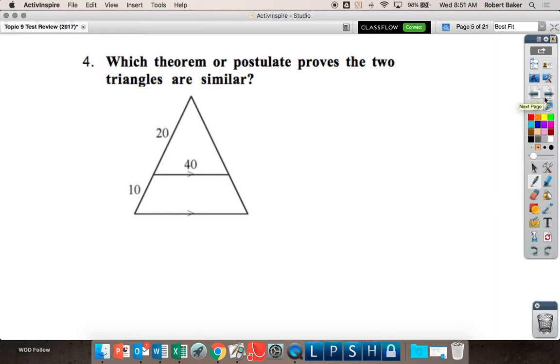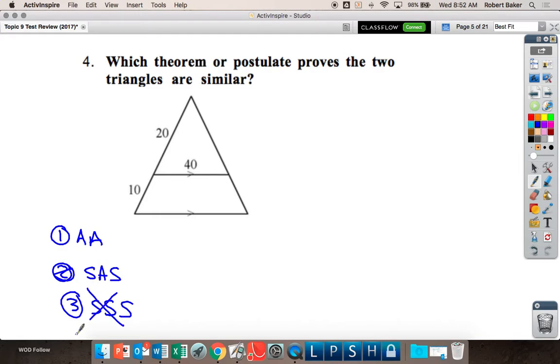Number 4, again, which theorem or which shortcut proves that these two triangles are congruent? Again, same 3 options. The angle shortcut, the side angle side shortcut, or the side shortcut. So are there 3 sides to both triangles? There's a numerical value with each side of each triangle. So we can't use this one. Right? We're missing a number here, and here and here.